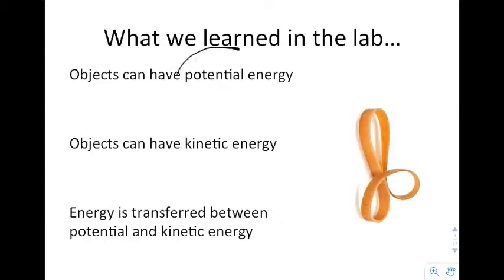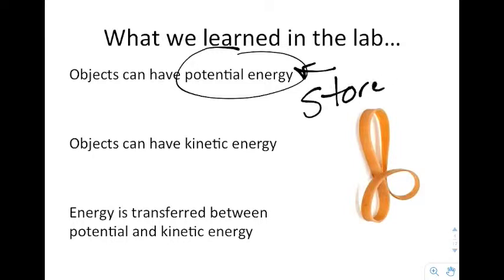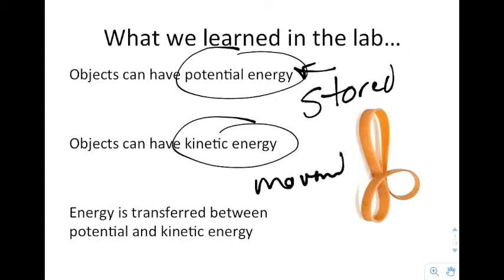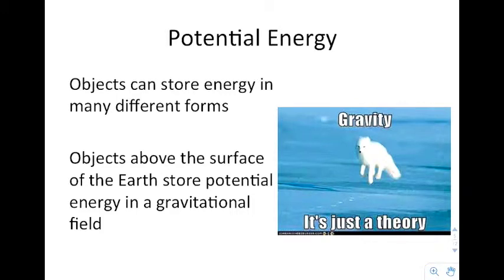Objects can have potential energy, and we think of potential energy as stored energy. We know that objects can have kinetic energy, and kinetic energy is the energy of movement. So when you were firing the rubber bands, at one point they had potential and at another point they had kinetic, so that energy can be transferred between the two. We know that potential energy can store energy in many different forms.